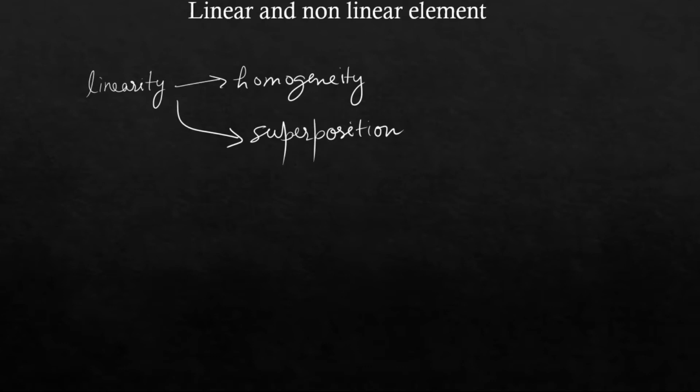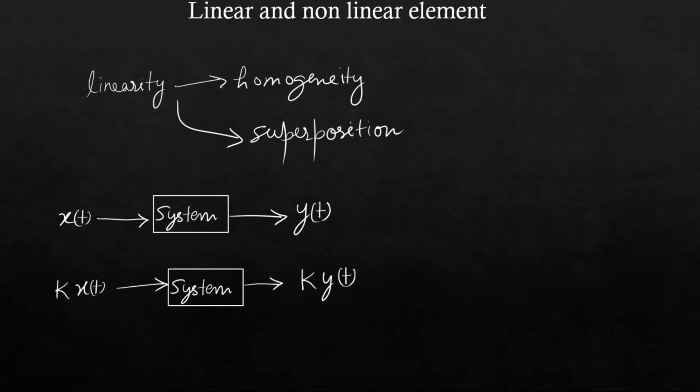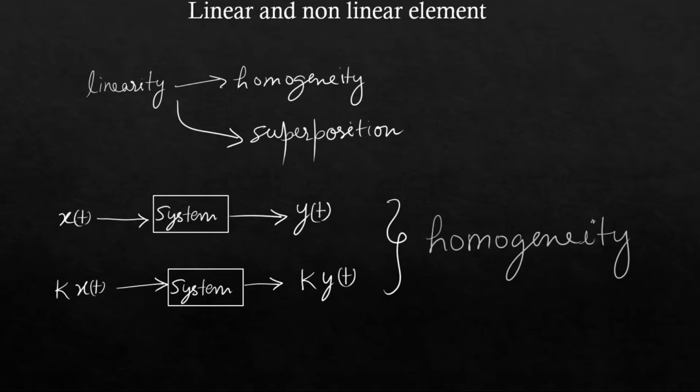Now if there is a system in which we have an input x(t) and we get the output y(t), and if in that system the input is k x(t), that is, multiplied by a constant, and the output comes as k y(t), then it is known as homogeneity.